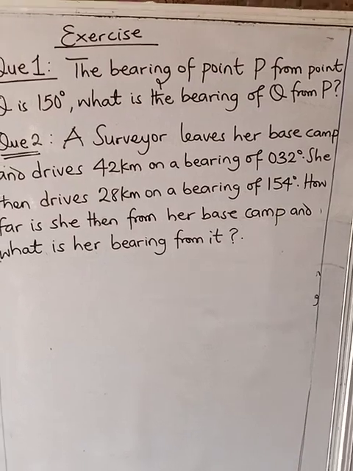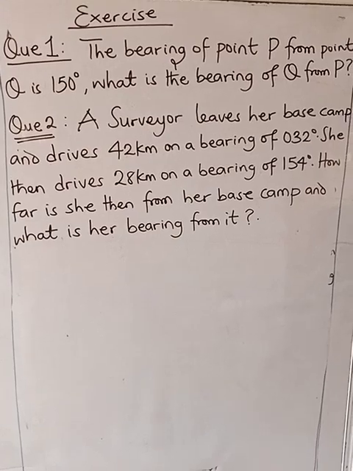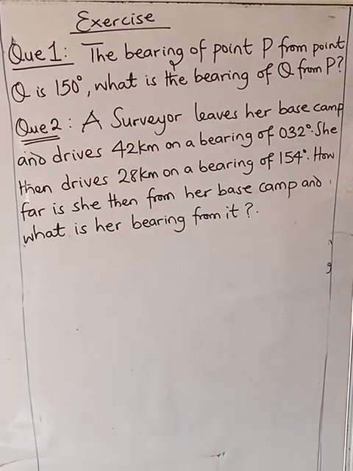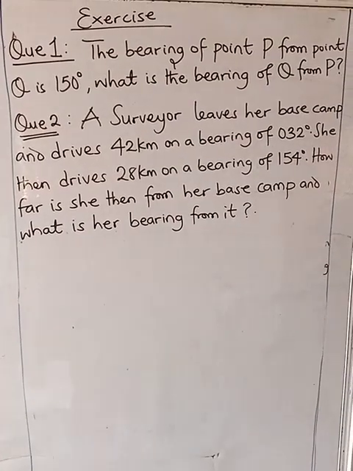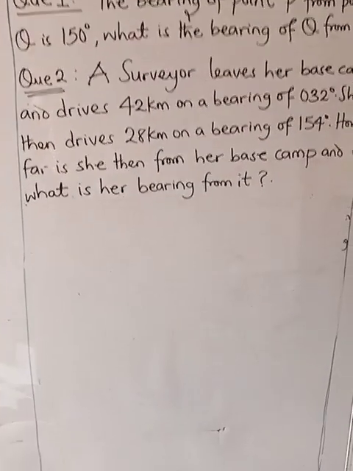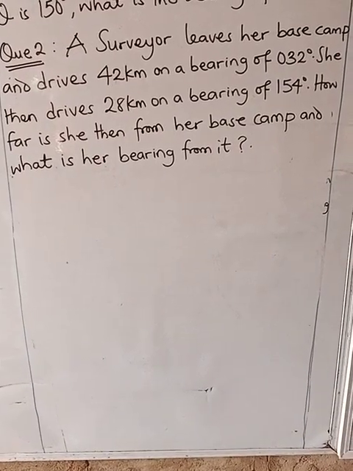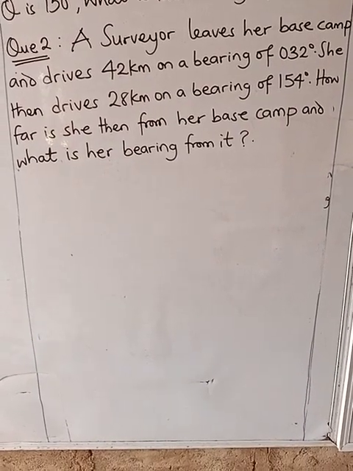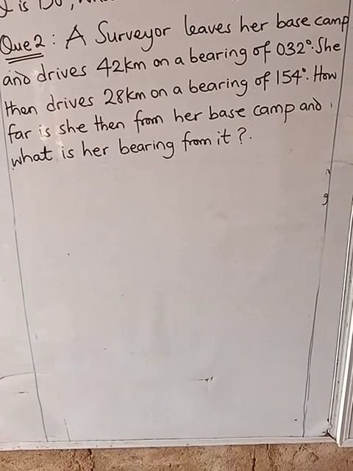Right. So we have these two questions as exercise. You can attempt them following the systematic approach that we have used to solve the first two questions. The first one: the bearing of point P from point Q is 150 degrees. What is the bearing of Q from P? The second one: a surveyor leaves a base camp and drives 42 kilometers on a bearing of 032 degrees. She then drives 28 kilometers on a bearing of 154 degrees. How far is she then from the base camp, and what is her bearing from it?